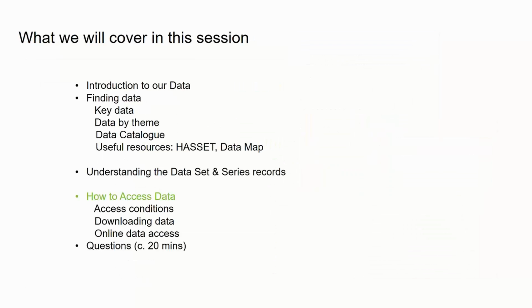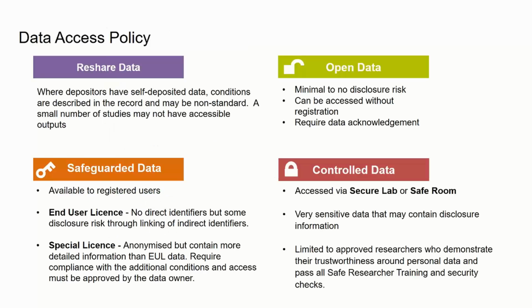In this final section of the webinar, we will learn how to access data, cover access conditions, cover downloading data, and online data access. So throughout this presentation, you would have heard me reference the access level or access conditions of our data. Our data are broken down into 4 overall access levels: reshare data, open data, safeguarded data, and controlled data.